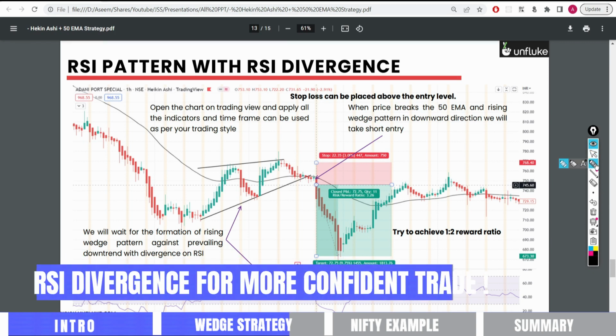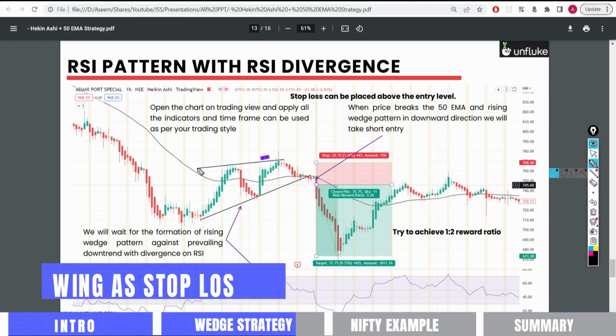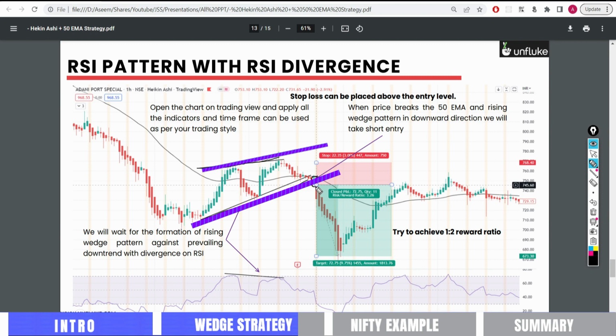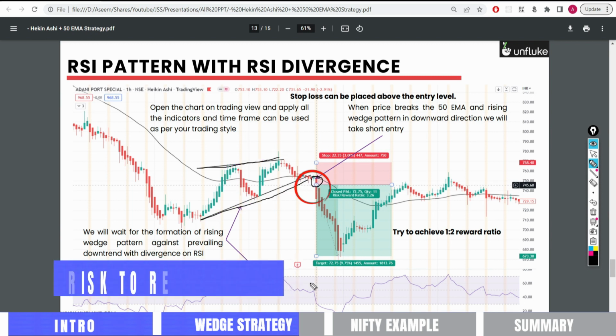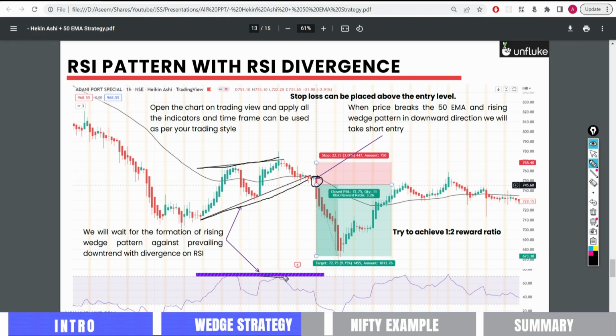In this, I've also added the RSI divergence. This is again, just if you want more confidence, you can add the RSI divergence. It's not really required, but this gives you even more confidence. So here you can see that I'm getting the rising wedge, and the candle is breaking the moving average. And along with that, you will see that there is divergence in RSI.